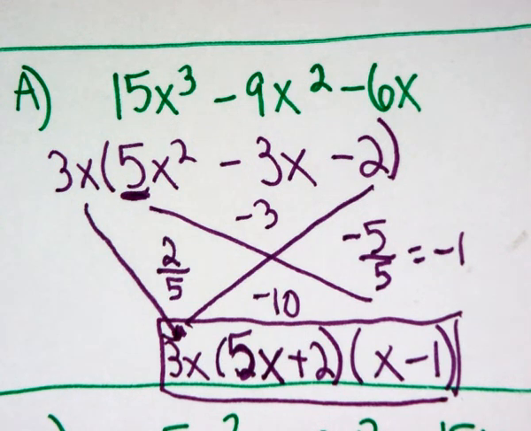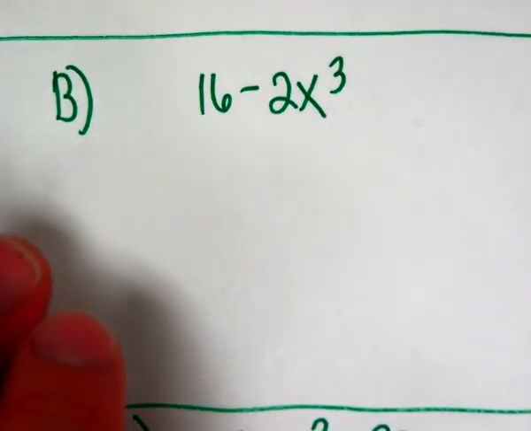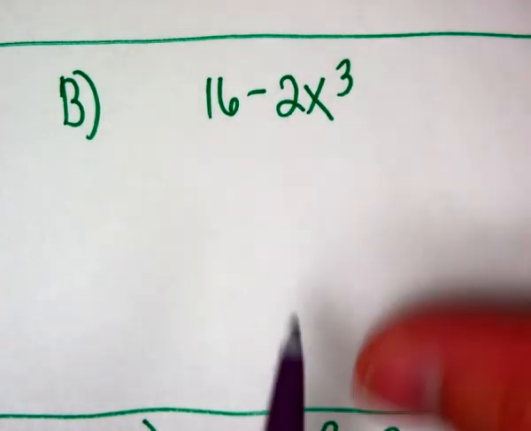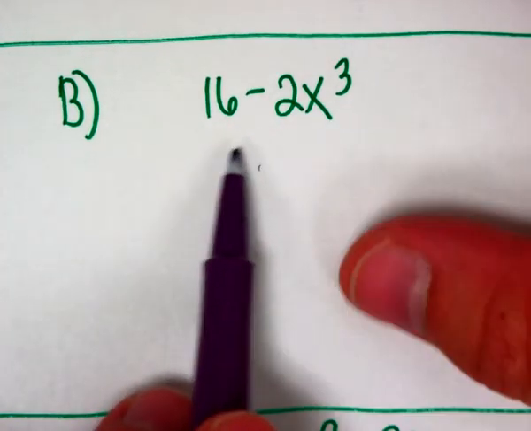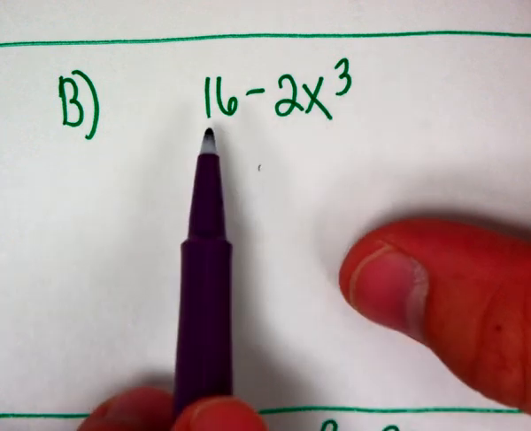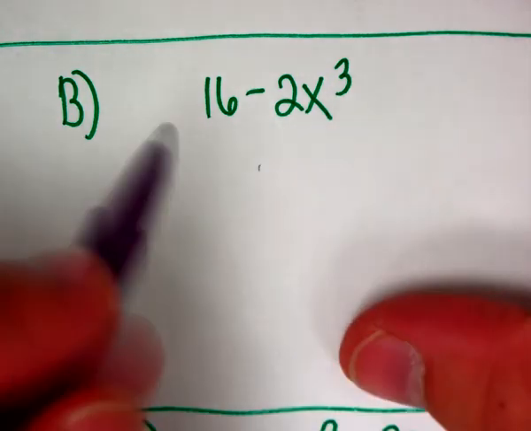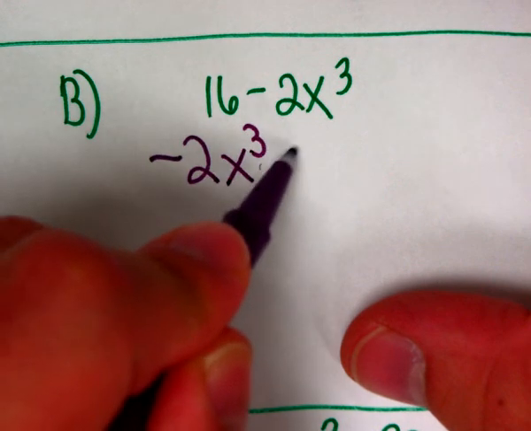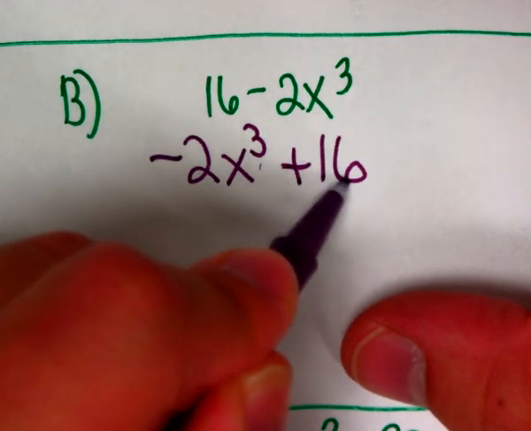Okay? That's your first problem. Here's problem number 2. Again, pause it, try it on your own, and then come back and check if you'd like. So when we look at this, first thing we should notice is it's not in standard form. And when it's not in standard form, we have to rewrite it in standard form before we can start factoring. So this will be a negative 2x cubed and a positive 16, excuse me.